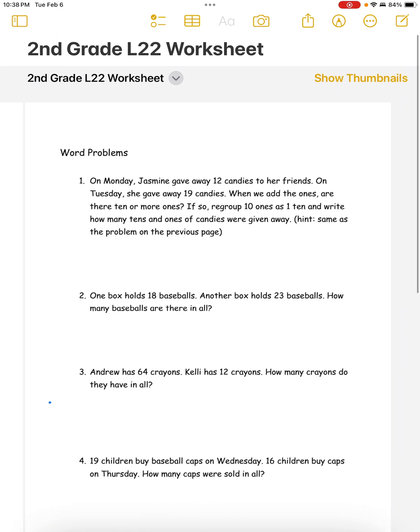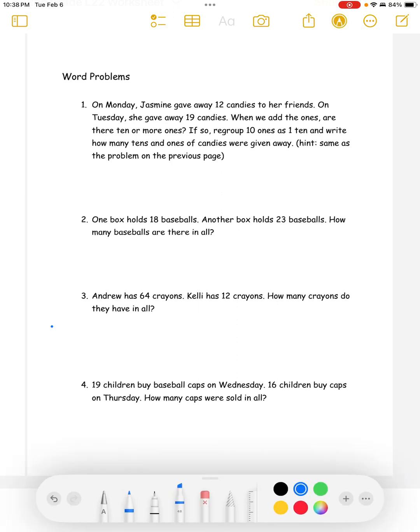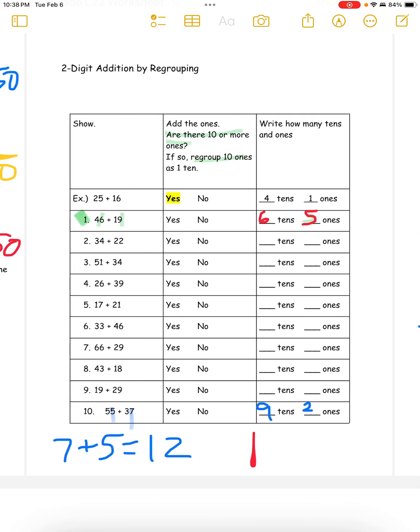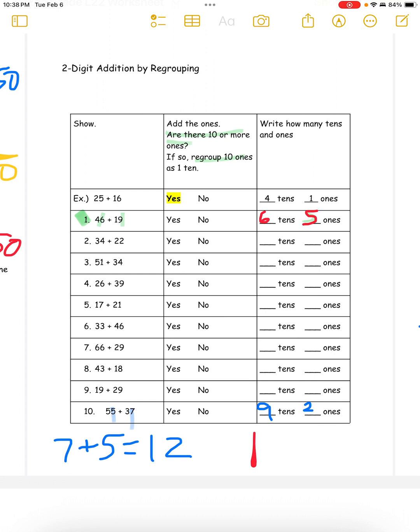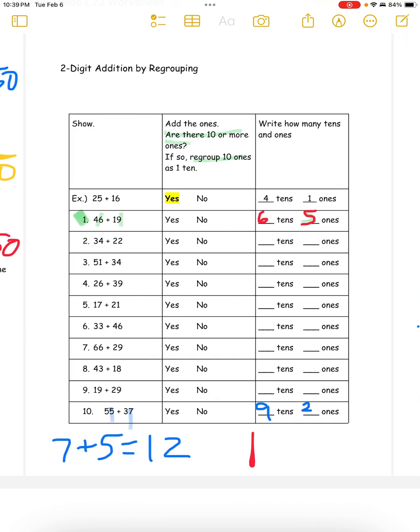Okay. Last page. Word problems. Let's answer question number 3. Andrew has 64 crayons. Kelly has 12 crayons. How many crayons do they have in all? So, to practice this method, two-digit addition by regrouping, we're going to solve it like this.